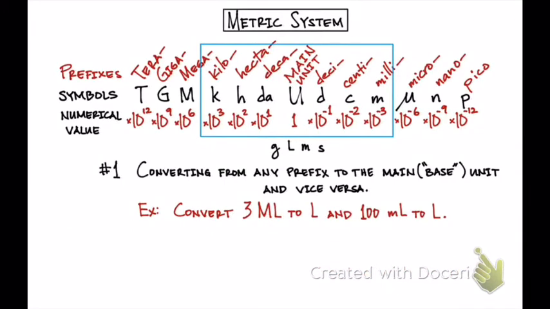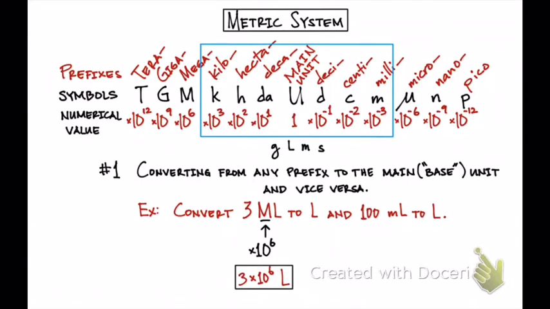Okay, let's look at another example here. Convert 3 megaliters to liters, and also 100 milliliters to liters. So if you look at the first one here, 3 megaliters, you know that the prefix mega is equivalent to 10 to the 6th power. And 10 to the 6th power is basically 1 million. And so that means that you're multiplying this liter by 1 million. So if you have 3, we're going to substitute this for the symbol mega. Then we get 3 times 10 to the 6th power liters.